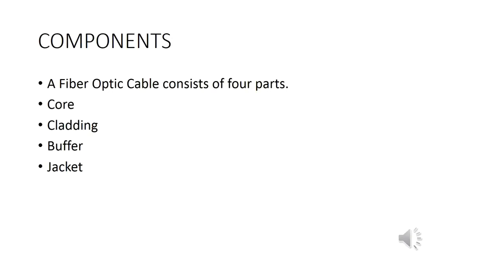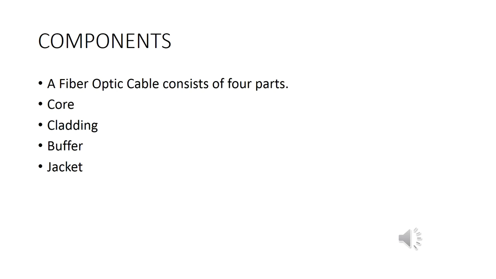The diameter of the fiber optic cable is 0.25 to 0.5 millimeter. That is slightly thicker than a human hair. A fiber optic cable consists of 4 parts: core, cladding, buffer and jacket. The core is the inner part of an optical fiber cable. The light travels within the core. The core cross section needs to be circular for most applications.